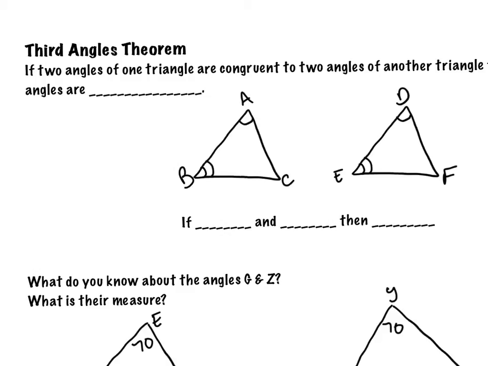Okay, so this third angle theorem, right? It sounds kind of scary, you need to split them up, but it's pretty much common sense, right? So if 2 angles are congruent in one triangle to 2 angles of another, the third angles have to be congruent.